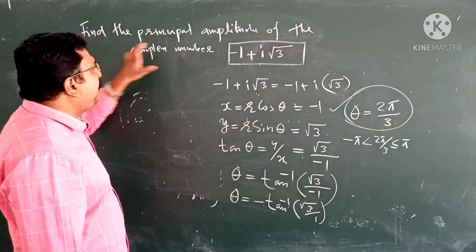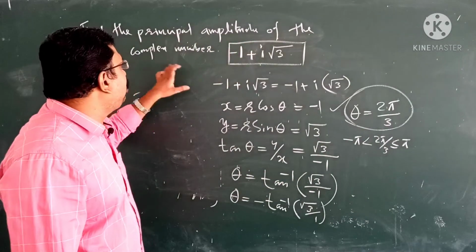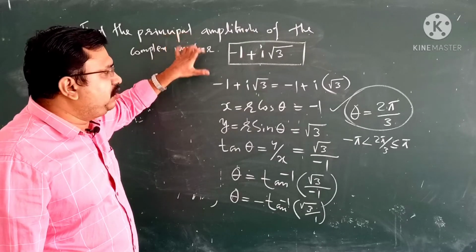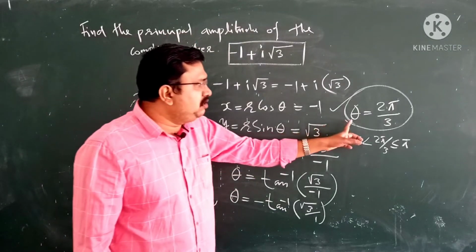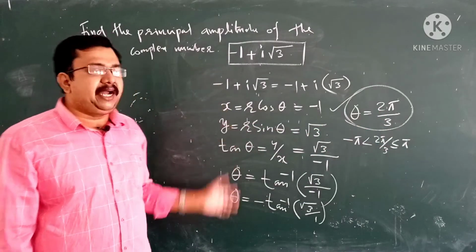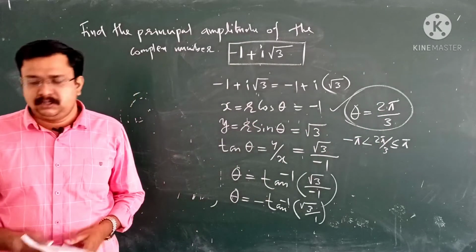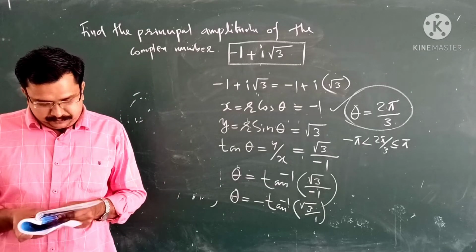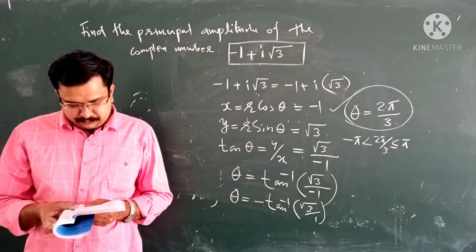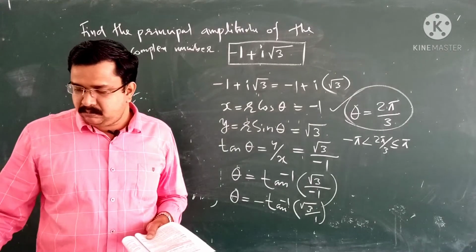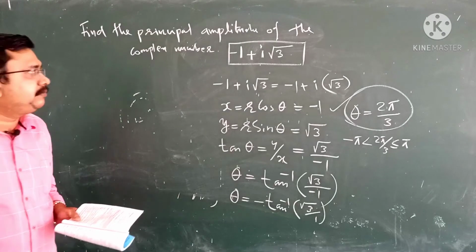Our question is to find the principal amplitude of the complex number. Principal amplitude means principal value. Here the principal value is theta equal to 2 pi by 3. Write down on your notebook. Now we can move to our next question.